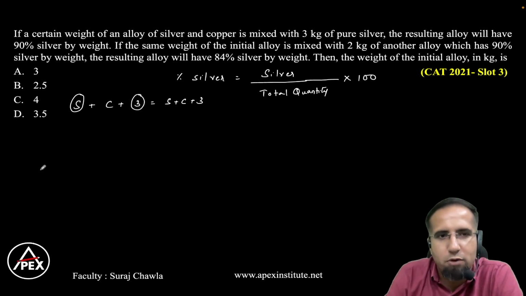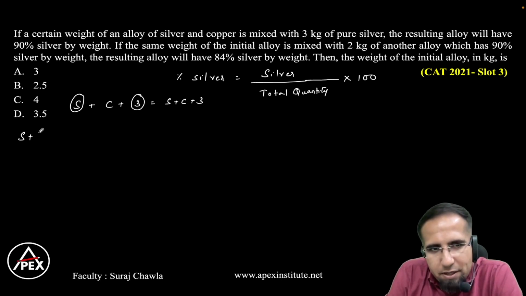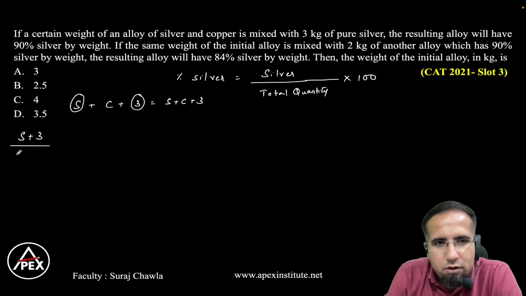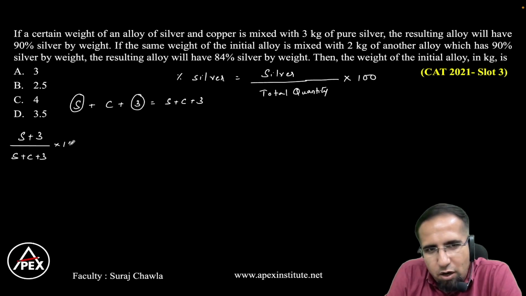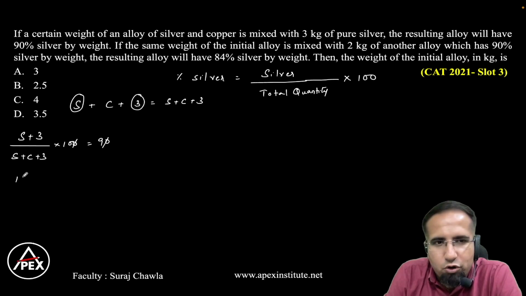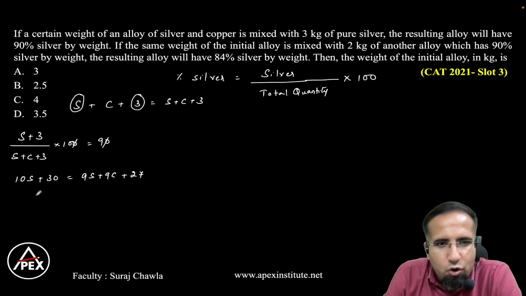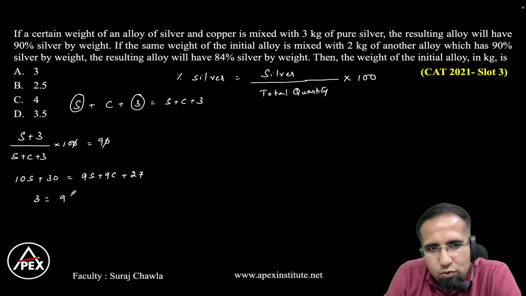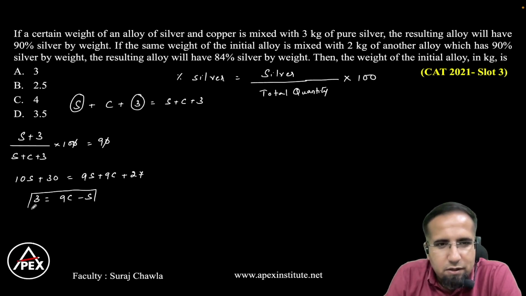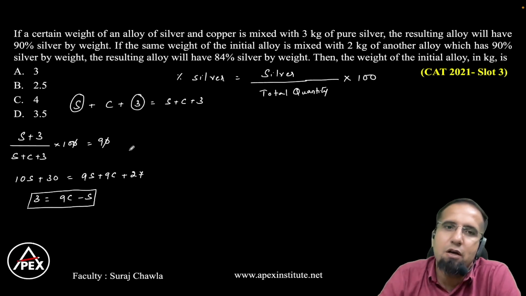So if I apply the formula, we get (S plus 3), the quantity of silver, divided by (S plus C plus 3), into 100, is equal to 90. The 0, 0 gets cancelled. So what do we have here? We have 10S plus 30 is equal to 9S plus 9C plus 27, or we have 3 is equal to 9C minus S. This is going to be the first equation that we are looking at.